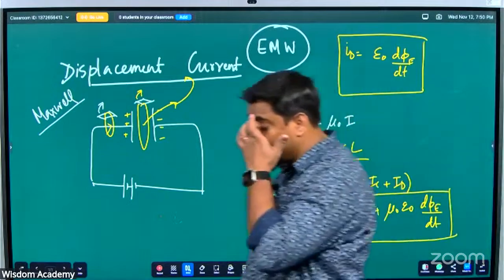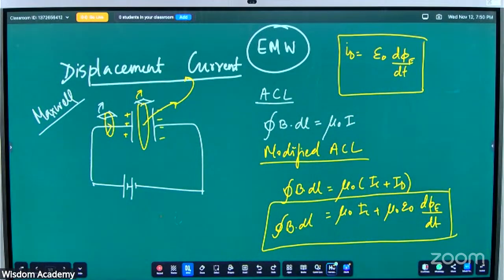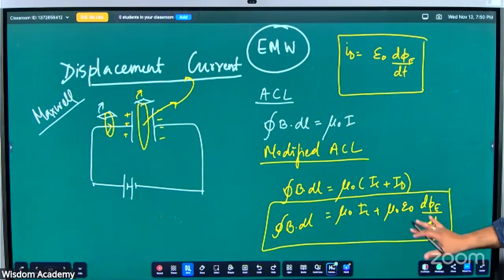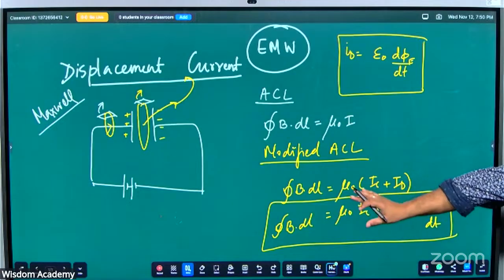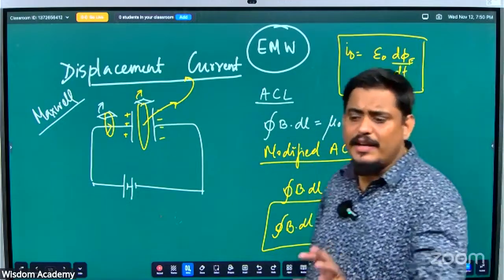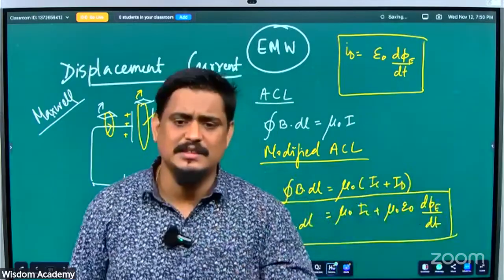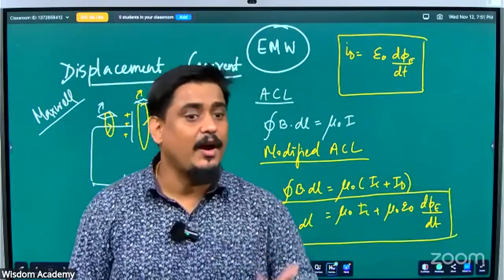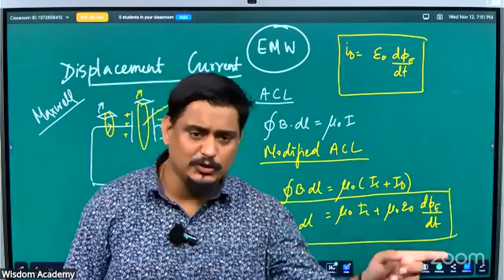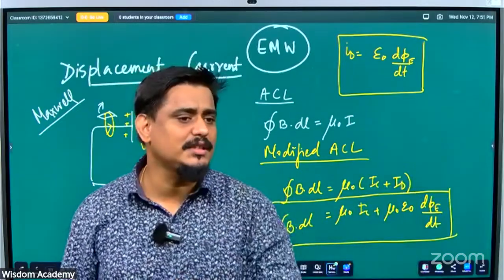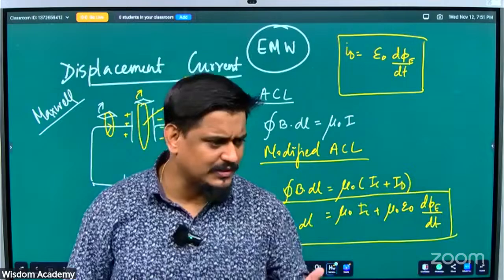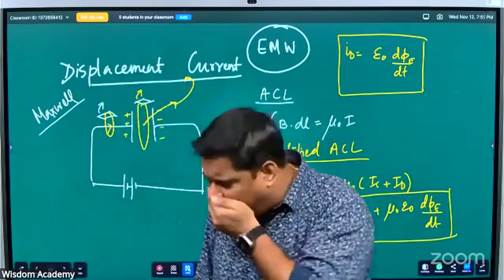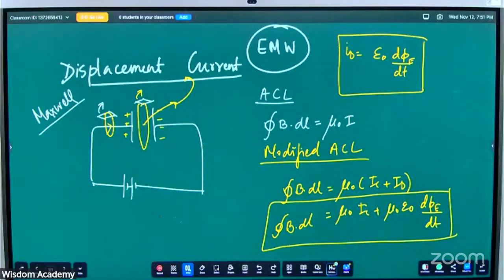Is it clear to you? This is important. Sometimes it's coming as 2-mark question to write about the theory of this ACL, modified ACL. Theory they will ask you, this equation they may ask you, this concept they may ask you. So remember, the concept is very simple. Whenever there is a change in electric flux, there is a current coming, and that current is called as displacement current. Like how changing magnetic flux is producing induced current, changing electric flux produces displacement current. I hope you can remember this. Changing magnetic flux, induced current. Changing electric flux, sorry, displacement current.